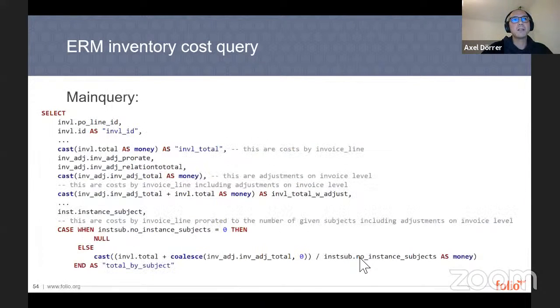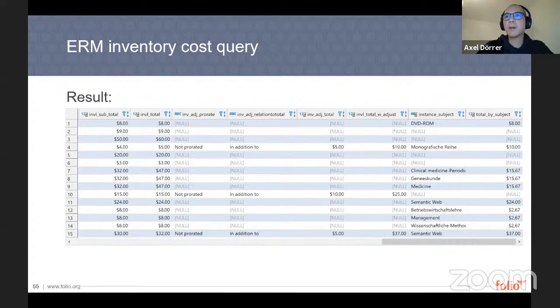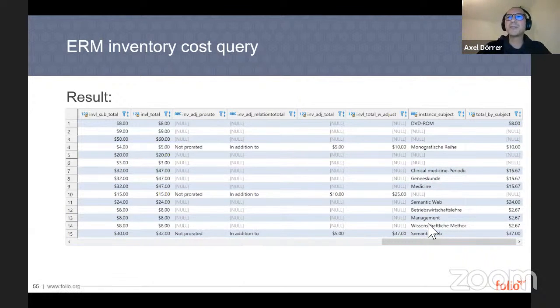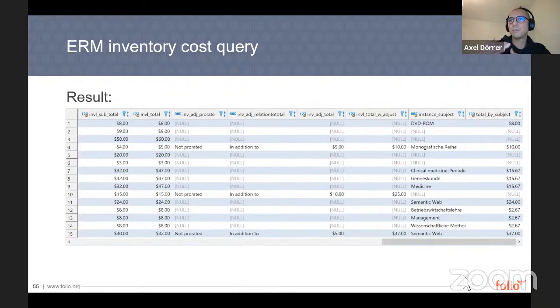When we see that here, this is the result. We have the instances and the instance subjects mentioned here, and you just see how the total by subject might be, and you might group later on the subject to divide the amount by a subject later on. Sorry.